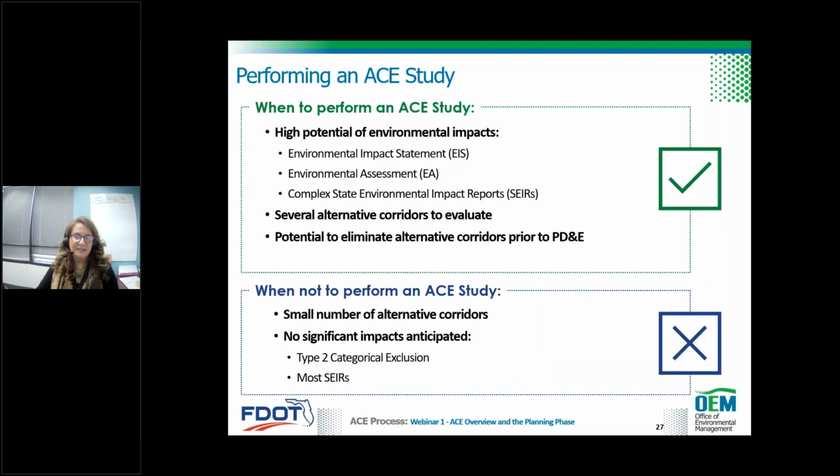So when should you conduct an ACE study? Districts usually should use an ACE process when you think you're going to be looking at a number of corridors. This is typically associated with environmental impact statements and some environmental assessments. Districts may choose to use this process on non-federal projects for complex SEERs, and maybe some local projects completed as peers could benefit from the process as well. By the same token, ACE is likely not needed when the number of alternative corridors is limited or the anticipated impacts are minor in nature.